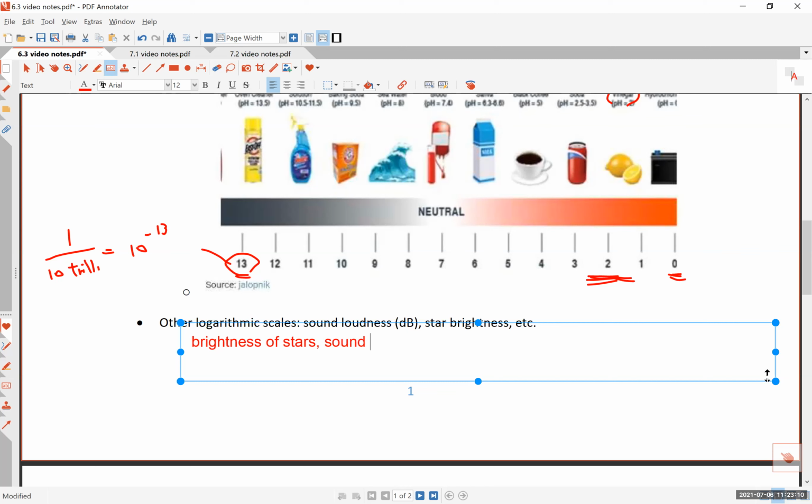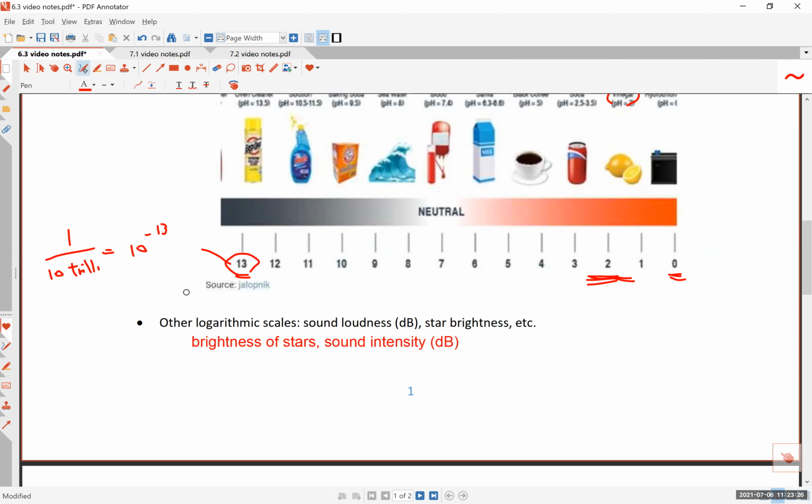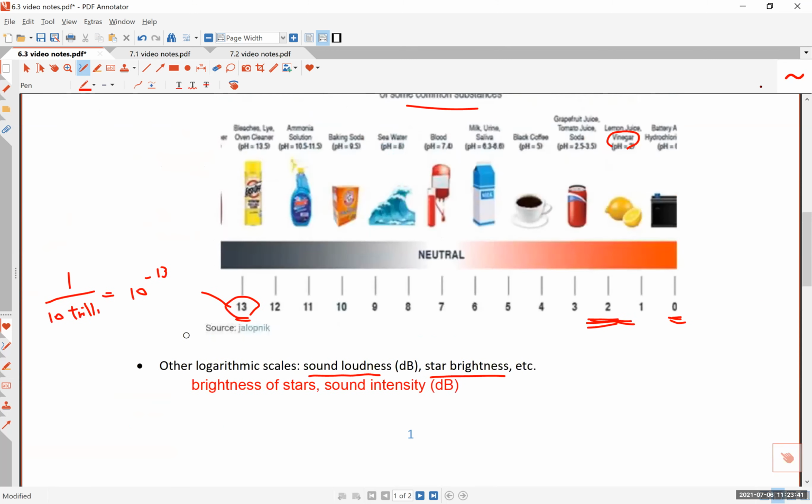Sound intensity. I've already written it right above this, but sound intensity is measured in decibels. That's another way. I really don't have to write these things down because it's written here. Sound loudness or intensity, the star brightness, and there are many other scales used in science that use logarithmic scales. All right, so that's it for 6.3.